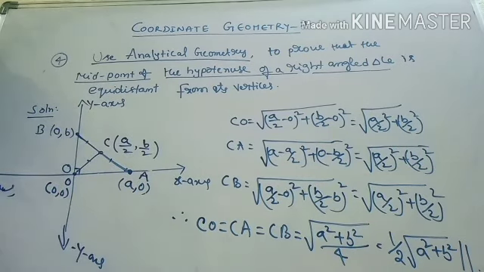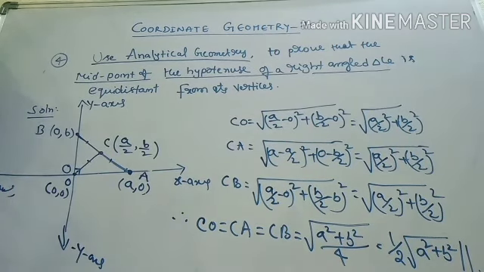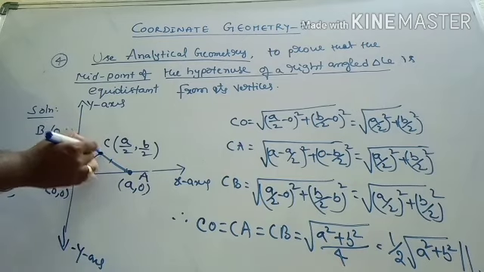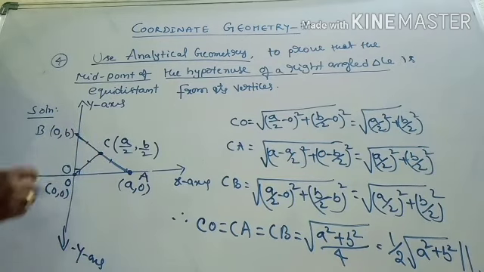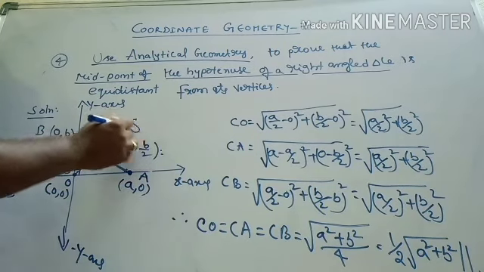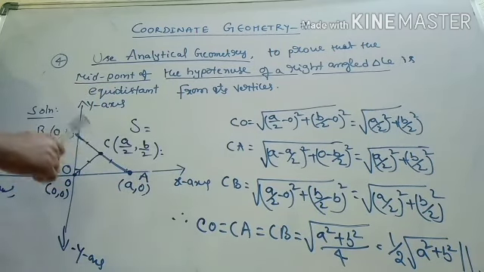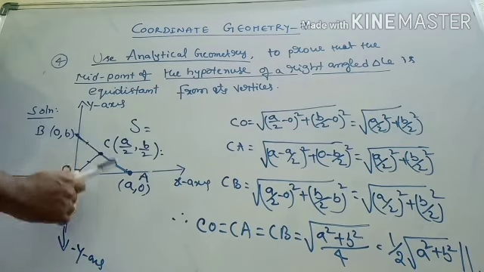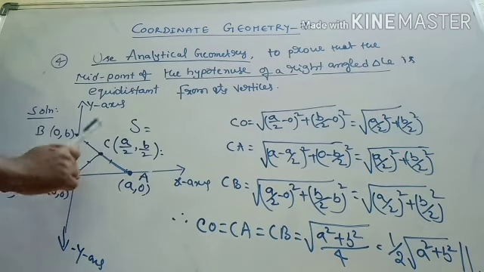Therefore, you see, my dear students, in mathematics, especially in geometry, either coordinate geometry or plane geometry, the midpoint of the hypotenuse is equidistant to the vertices. Therefore, this only we can call the circumcenter. Circumcenter for a right angle triangle will lie on the midpoint of the hypotenuse and it will be equidistant to the three vertices.